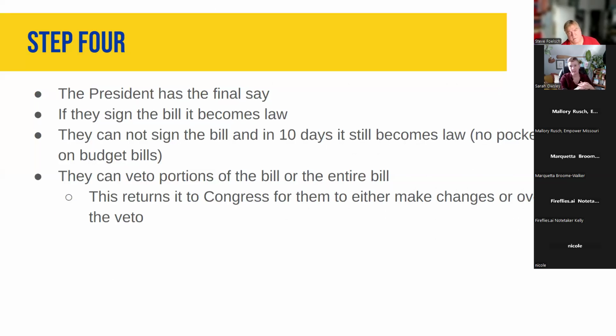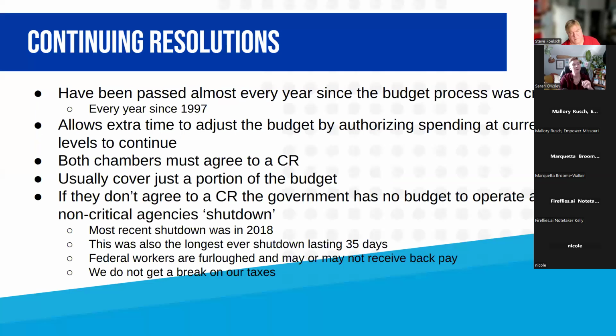So I'm going to give folks a minute to think if they have questions about how that process works. Okay. I expected these to be much more questiony, but I'll take it.